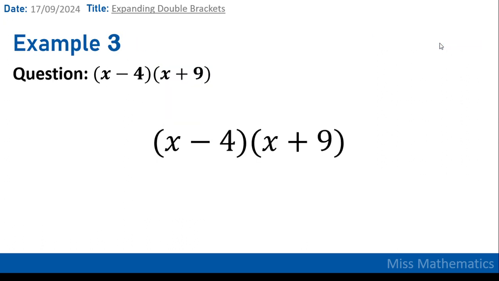Now let's move on to a slightly harder example. X minus 4 times x plus 9. Here you have to be careful because there's negatives. But we follow the same method.